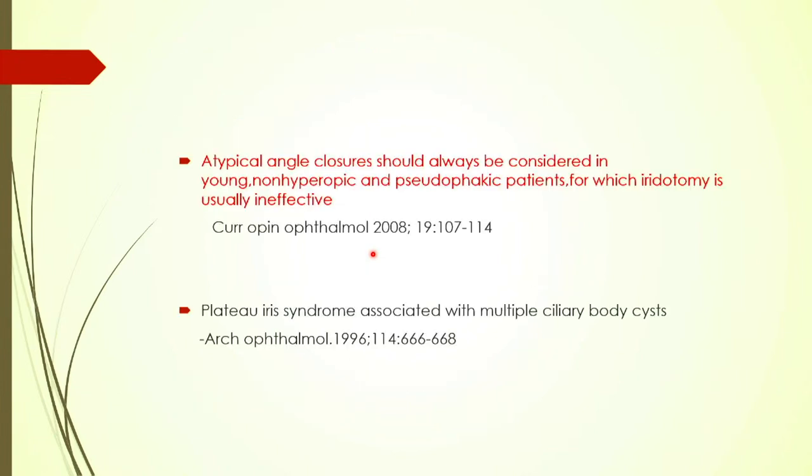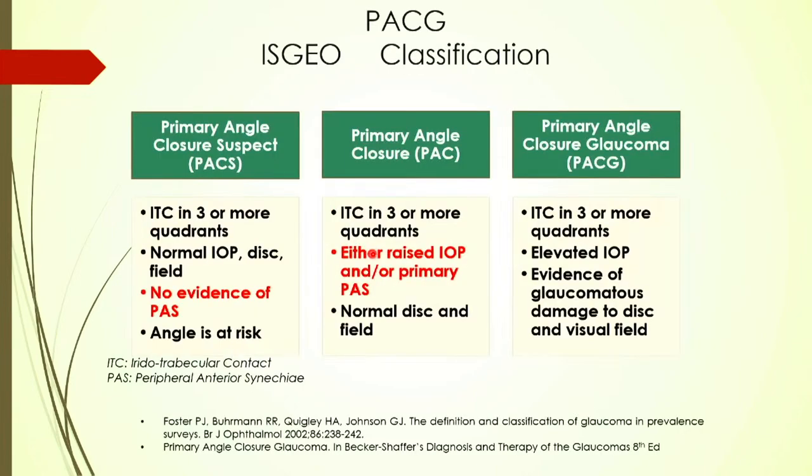A gonioscopy after PI is mandatory, because, as the literature says, the angle closure part does consist of some part of plateau iris. So always rule out a plateau iris in your cases when you do a PI for your angle closures. This is a simple classification which all of you must be aware of. This is just to show you how important it is to document the sine AK.